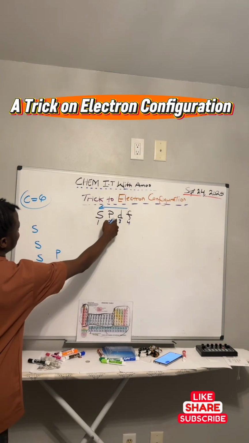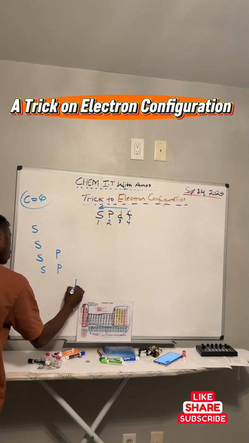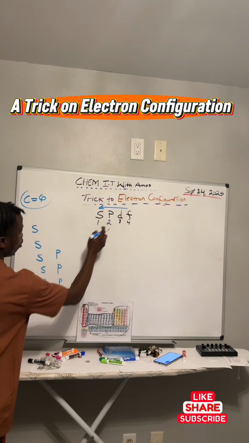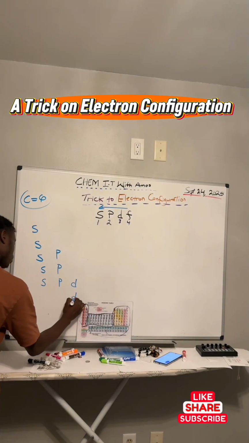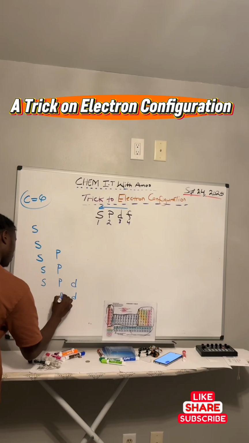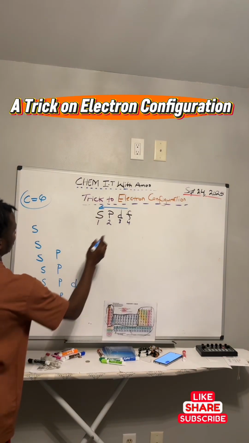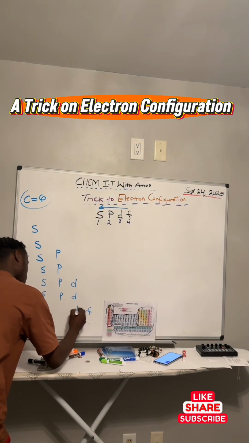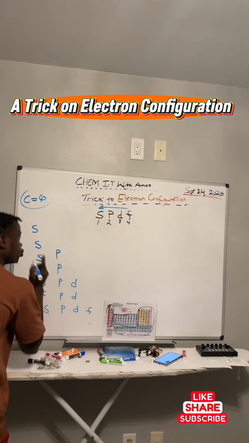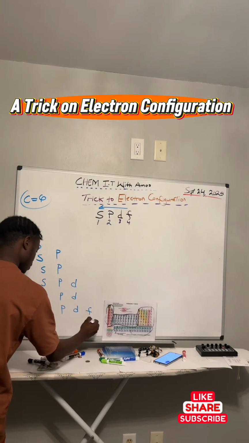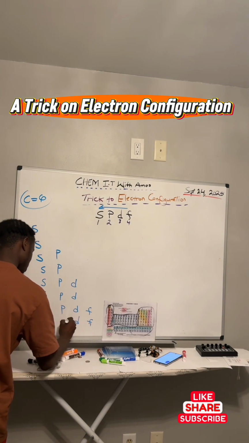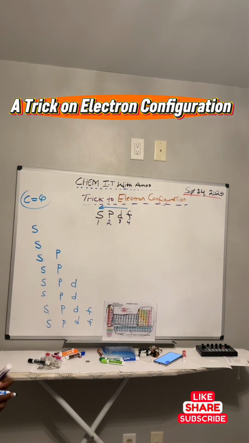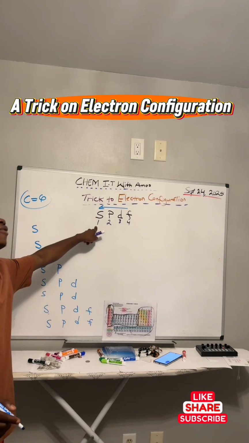The next thing is we say DPS. We write DPS. We double DPS. The next is FDPS. We write FDPS, we double FDPS. Okay, so when you look here, S is the first one right here.